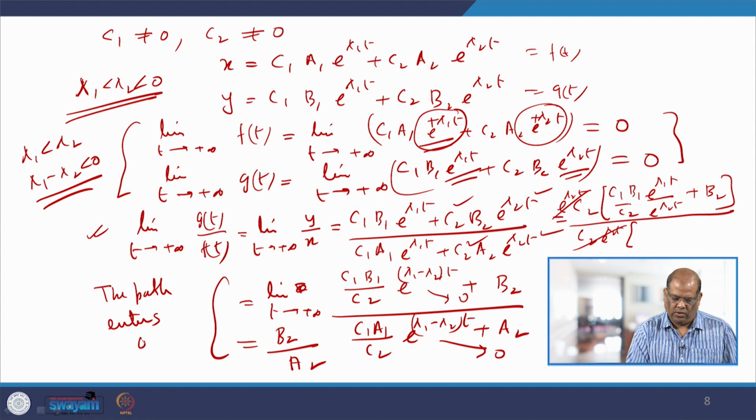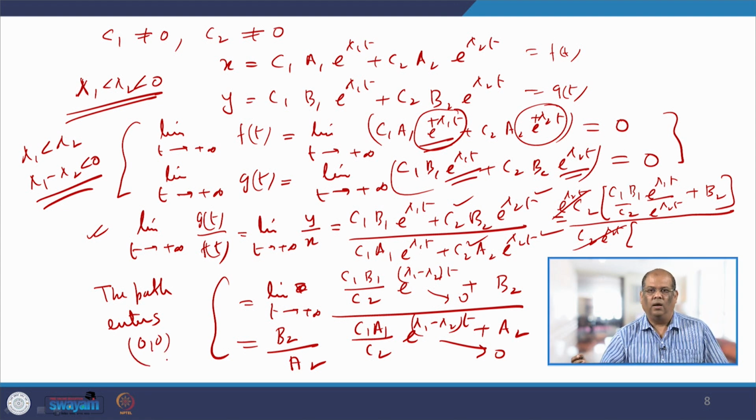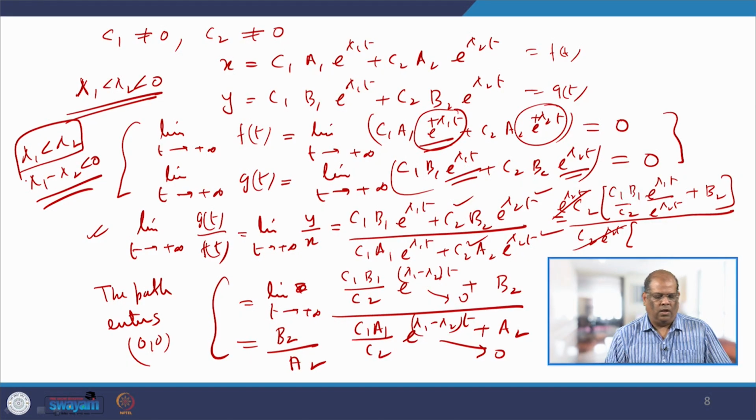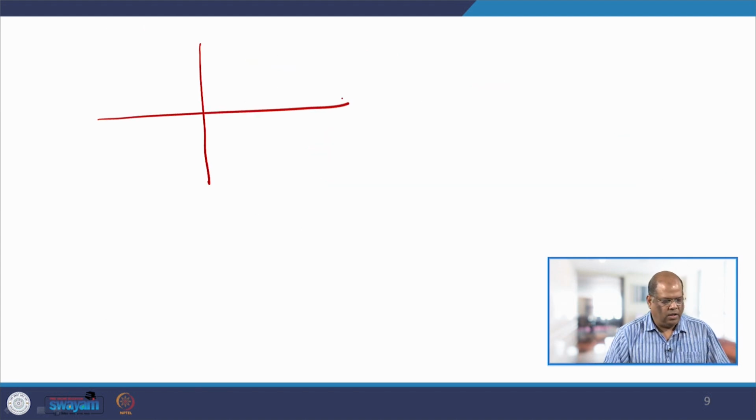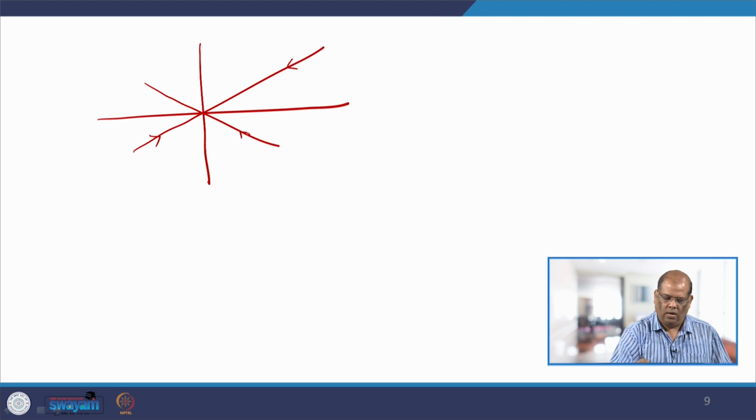enters 0, 0. So, for both the rectilinear case and non-rectilinear case, we see that the path approaches 0, 0 as well as the path enters 0, 0, and by definition of the node, hence this 0, 0 will give you a node when both of the eigenvalues are negative. And if you draw the figure, you will get something like this. The first one is a straight line for the rectilinear case. The other one is also another straight line, and the rest are the non-rectilinear paths.